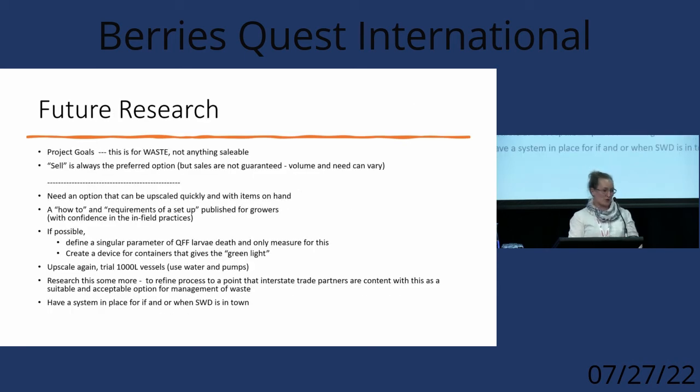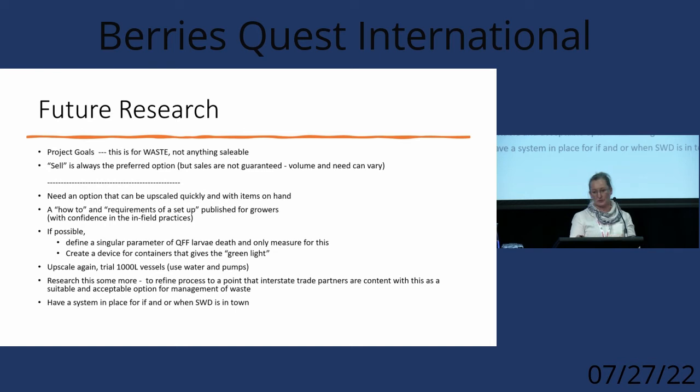So the project goals for fruit fly waste is that this is for the waste. There are so many other parts to area-wide management of fruit fly that this is only one small part of it, but hopefully it can make everyone's life easier in having to deal with fruit fly, because getting rid of that risk of the fruit fly carrying over from one season to the other or one crop to the next, we have to really work hard on that. Obviously selling the waste or selling the second grade fruit is the best option, but we do need an option that can be upscaled very quickly.